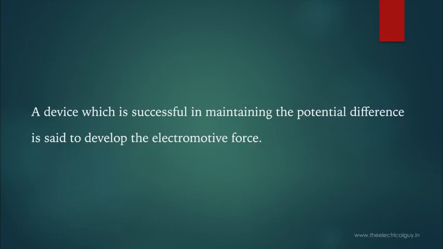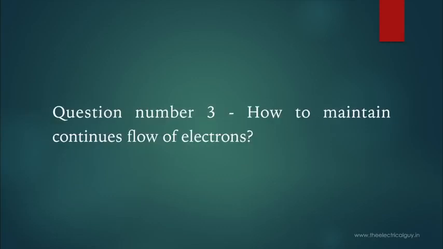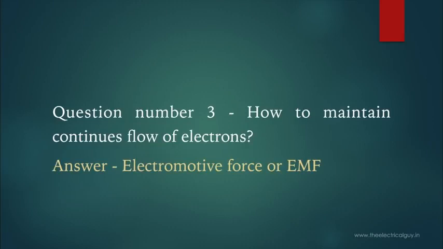So our question was how to maintain continuous flow of electrons, and the answer is electromotive force, or EMF in short. Now you may ask, is this chemical reaction the only way to create EMF? I'll say no. There are several ways to create the EMF. One we just saw, using chemical reaction or batteries. You can also do it by using solar cells or generators. These are a few ways of creating EMF.